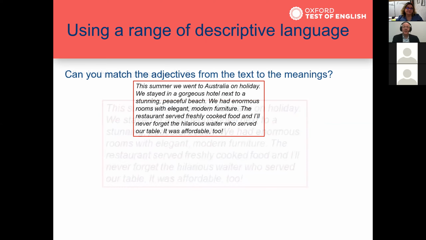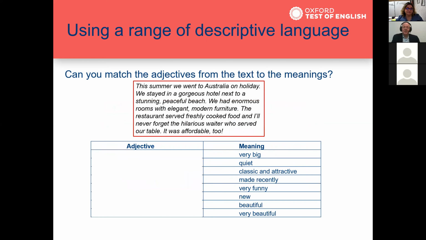Okay, let's take a look at this. There in the table on the right, we have the meanings. Look at this. Very big, quiet, classic and attractive, made recently, very funny, new, beautiful, very beautiful. Now look at these words. All of these words are A2.